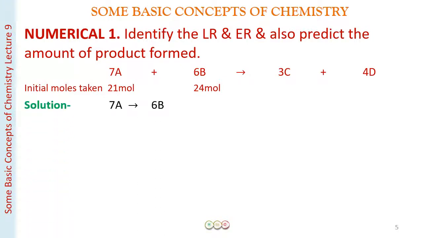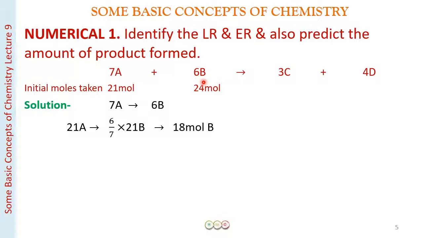Now with 7 moles of A, how many moles of B are going to react? 6 moles. So with 21 moles of A, how many moles of B are going to react? That is going to be 18 moles. So if 18 moles are going to react and we have 24 moles of B, this means what is the limiting reagent? A is the limiting reagent and B would be left in excess, right?